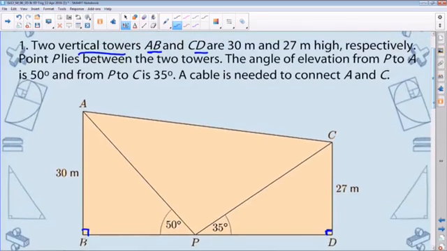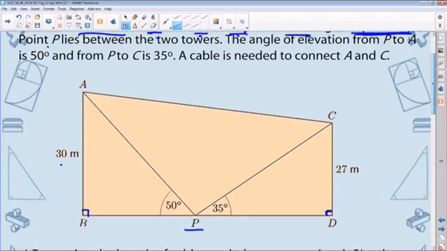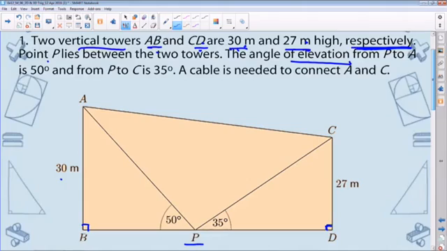They tell you the heights are 30 meters and 27 meters high, respectively. Respectively, remember, that means in that order. So we had AB first, so that means AB is going to be 30, and then we follow that with CD, so CD is going to be 27. Point P lies between the two towers, so you can see that that's drawn for you. The angle of elevation from P to A is 50 degrees.